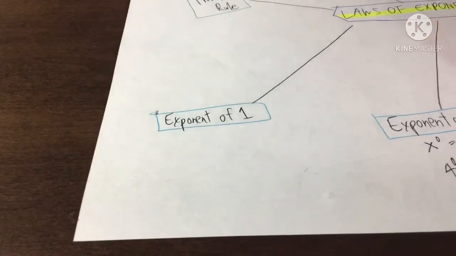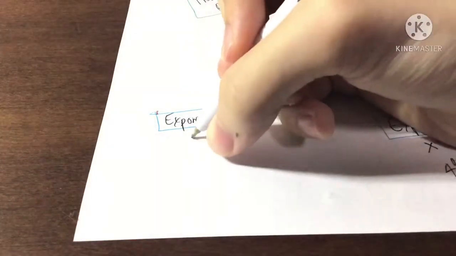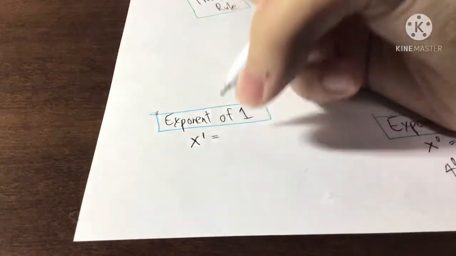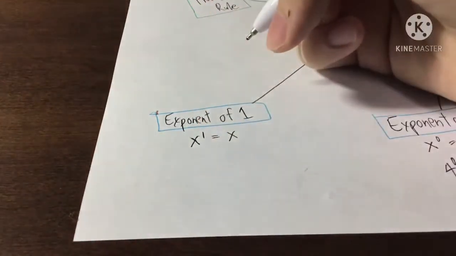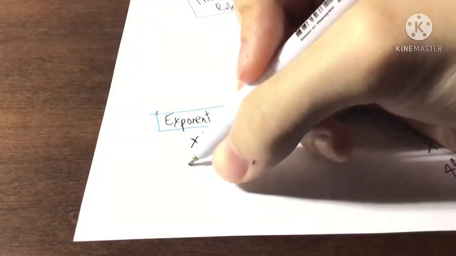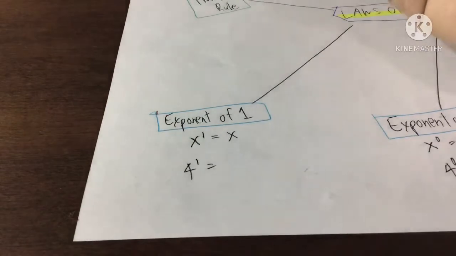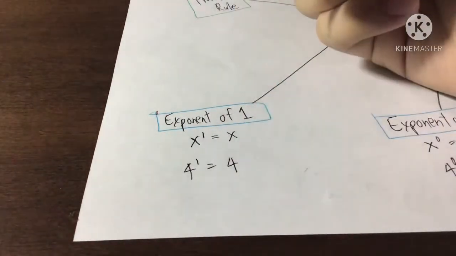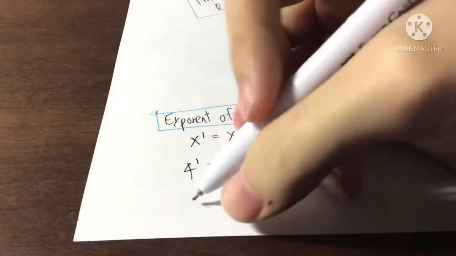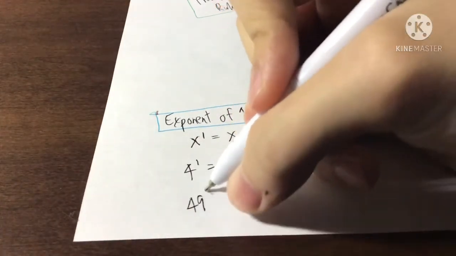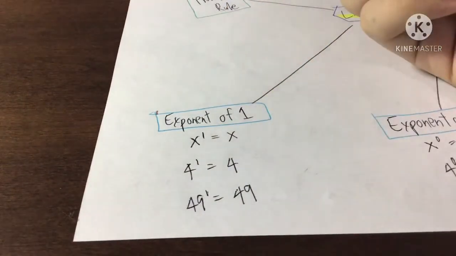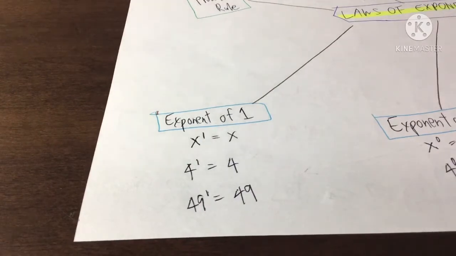Now, for the exponent of 1, any number, let's consider that x again, raised to 1 would be equal to that same value of what x is formerly. In other words, we'll have an example. 4 raised to 1 would be equal to 4. So the number doesn't change, the base does not change. Example again, 49 raised to 1 would be 49. Moving on.